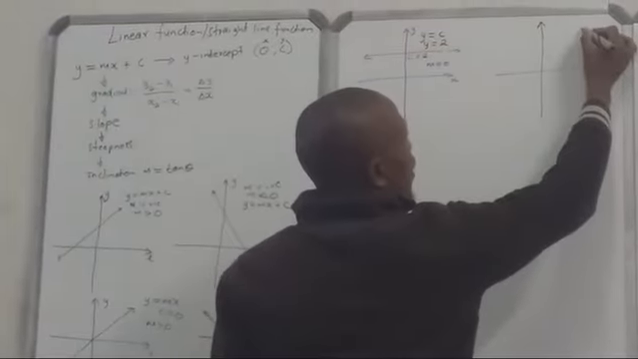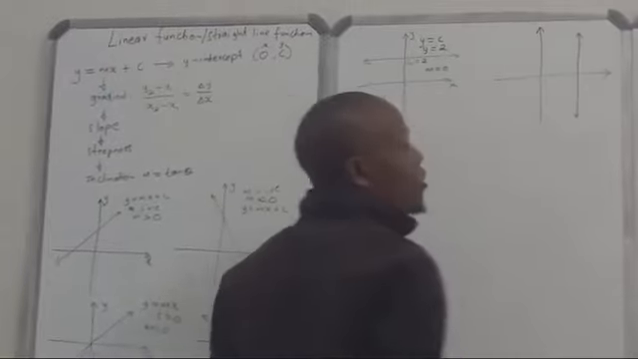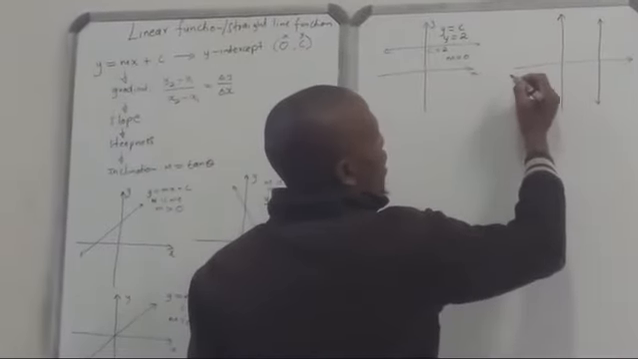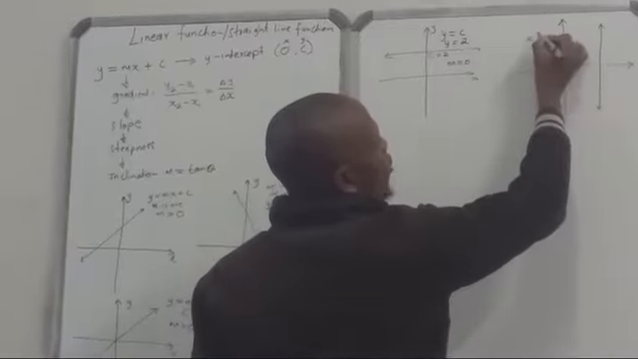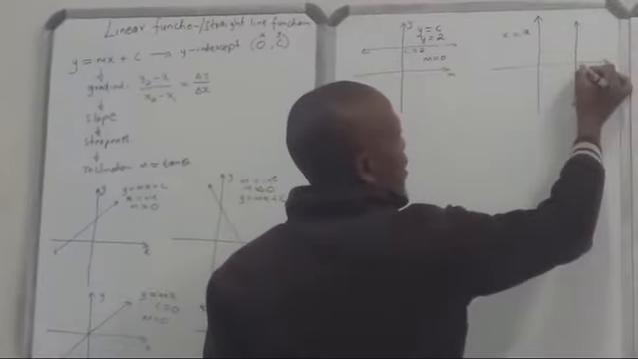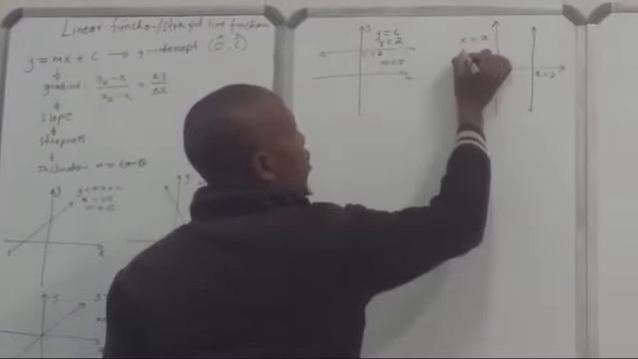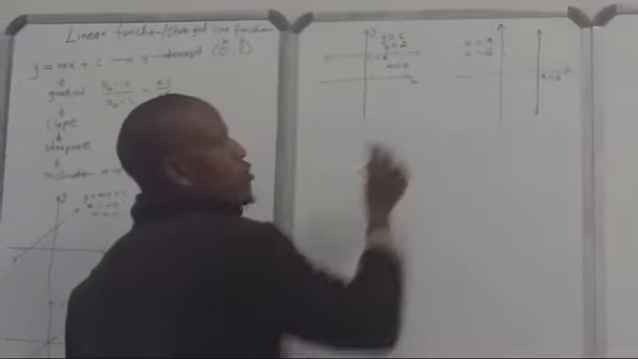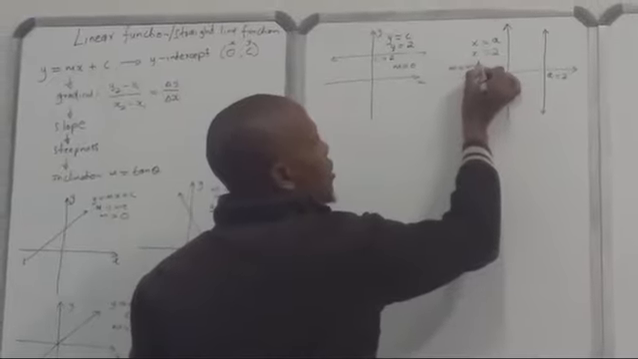Okay, now if you are having a vertical line, your graph is defined by x equals to a. Let's say that is a, and a is equals to 2. So x is going to be equals to 2, and the gradient in this case is undefined.